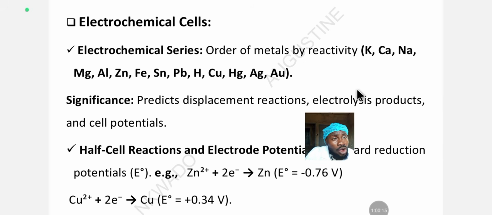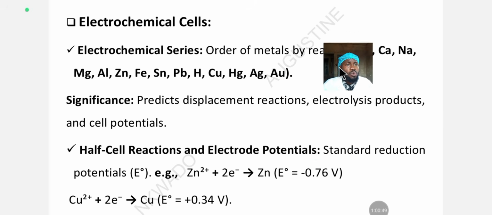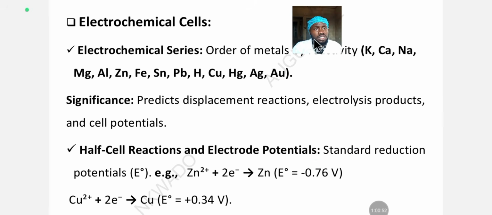The second significance is electrolytic products. During electrolysis, like I said before, the elements that are discharged first are the ones down the electrochemical series. The ones that discharge later are the most reactive ones, the ones up the electrochemical series. And it's also significant in cell potential, and that is what we are going to treat right away.